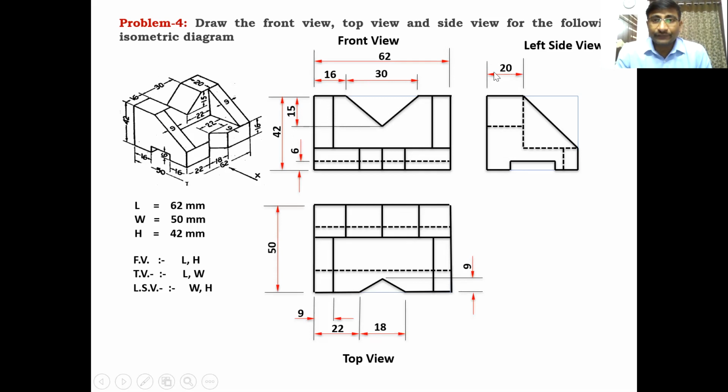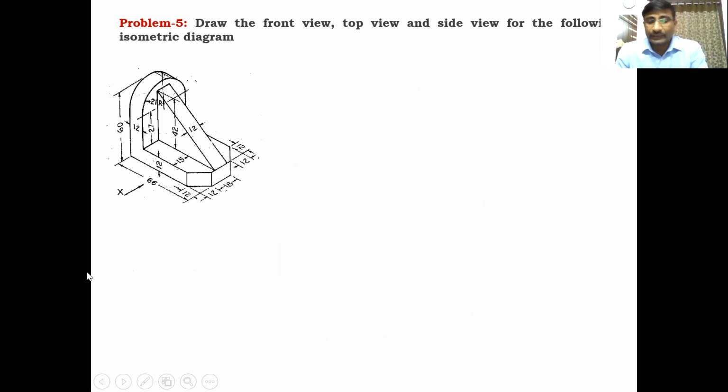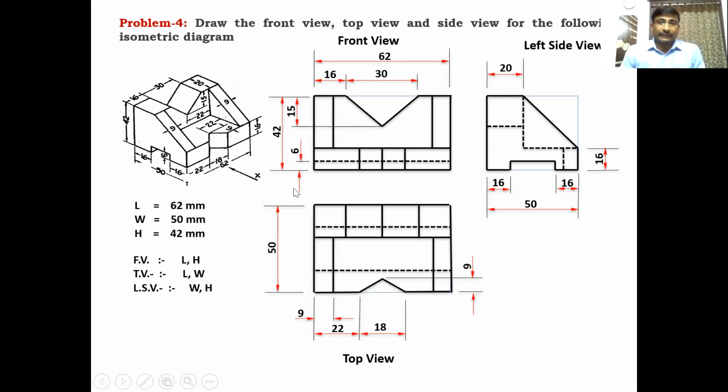The dimensions in the side view is 20 mm. This 20 mm is given here. This is the 20 mm line length here. And this is a 50 mm width. 16 mm, this is given here. 16 mm length, and 16 mm both sides. The height of the bottom surface is also given as 16 mm. That is the dimensions of the given diagram.